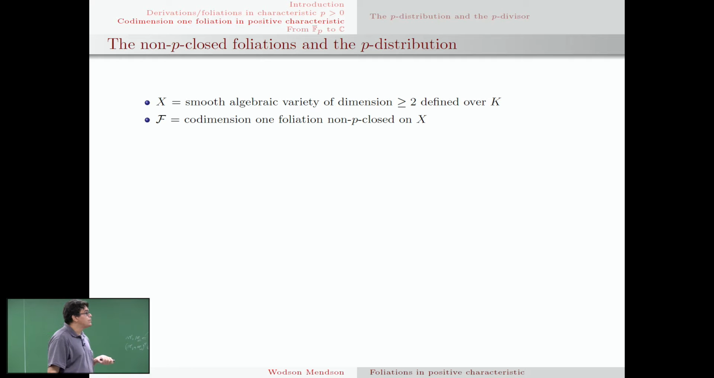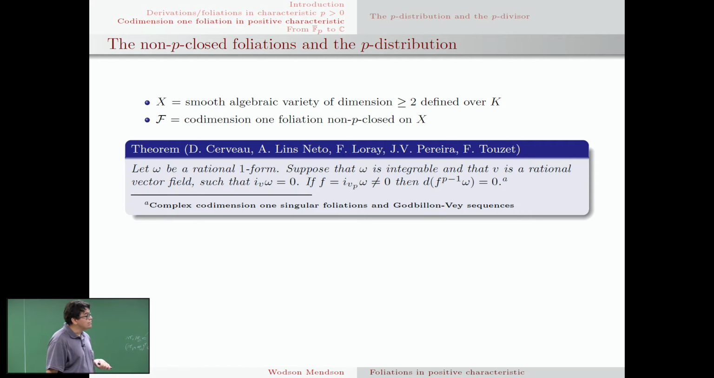So we'll talk now about the non-P-closed foliations and the p-distribution. X will denote an algebraic variety of dimension 2, defined over K again, and F a codimension 1 foliation, non-P-closed, on X. And we have this result by a lot of people here, Cerveau, Neto, Loray, Pereira, Touzet, which says that the foliation can be defined by a closed meromorphic one-form. So you take a foliation that is not P-closed. In particular, we have a vector field that is tangent to the foliation such that the p power is not tangent to the foliation, so it's not zero. If you consider this one-form here, we conclude that this form is closed.